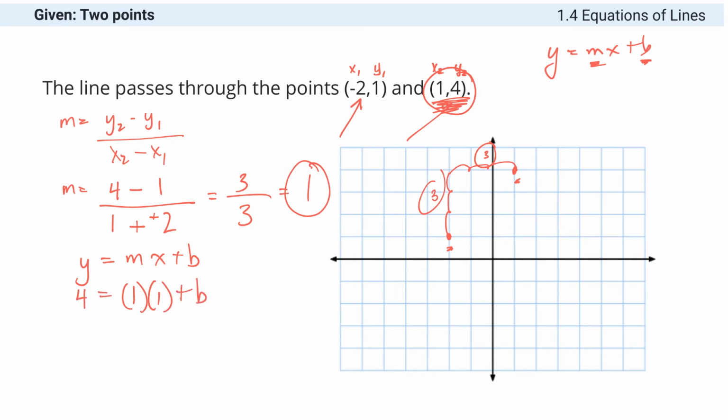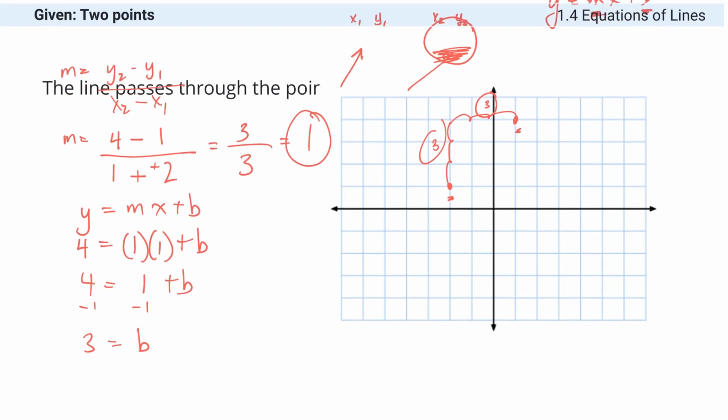Okay, plus b. 1 times 1 is 1, equals 4, and then I'll subtract 1 on both sides. So 3 is equal to b. So my y-intercept is 3.